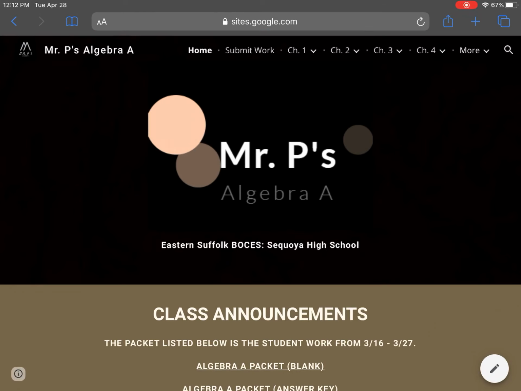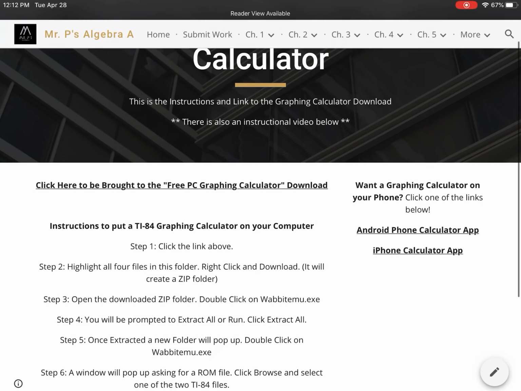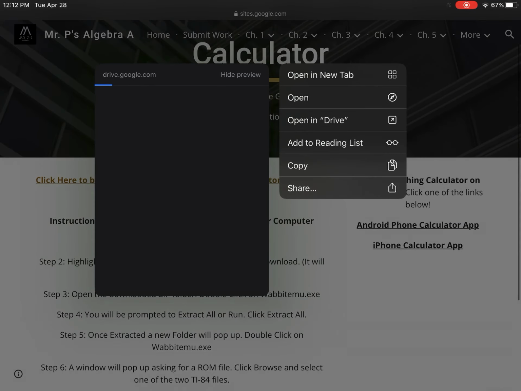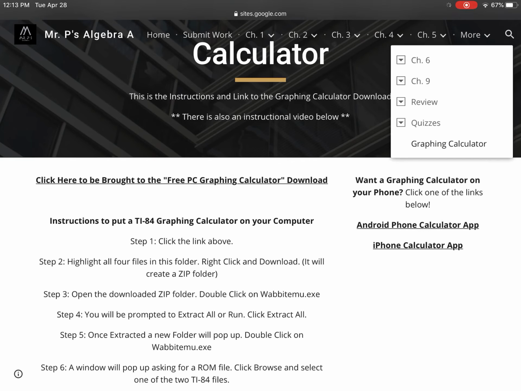So here's my website, and we go to More and click Graphing Calculator. Here's one for the PC, here's one for the Droid, here's one for the iPhone. Okay, I'm going to show you how to use multiple ones using my iPad that I'm recording on right now.